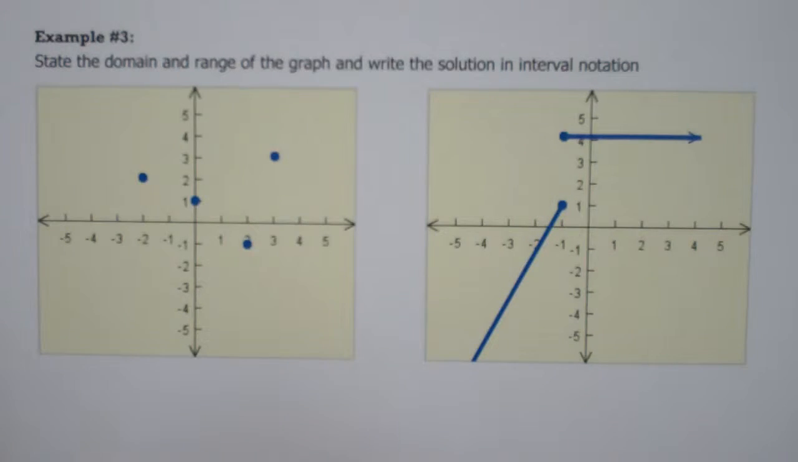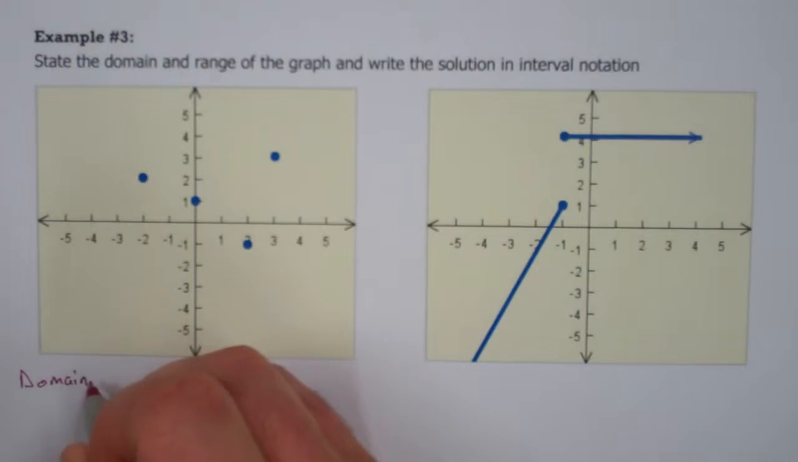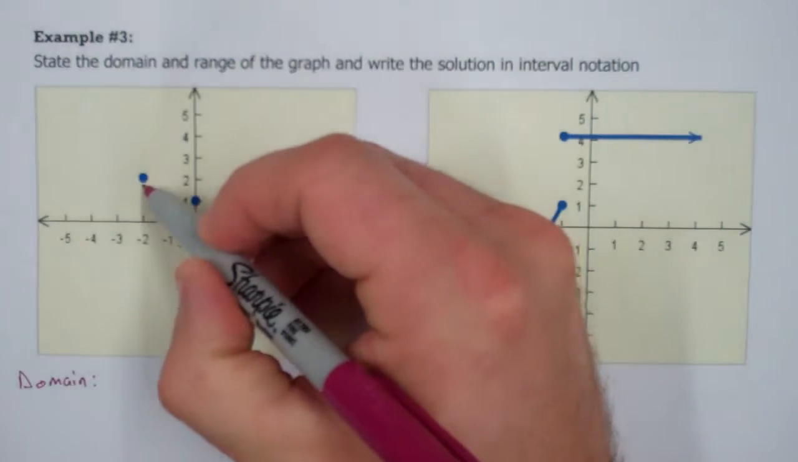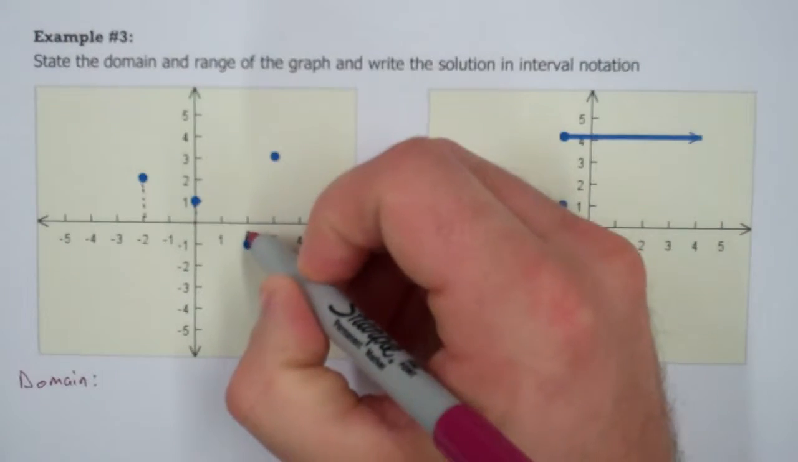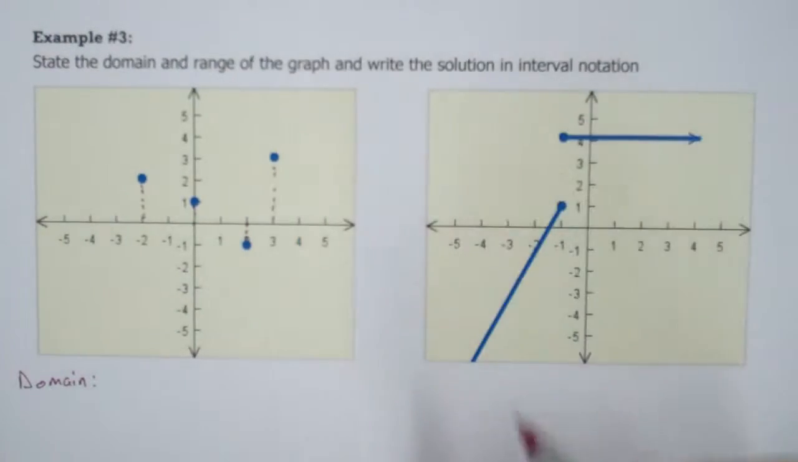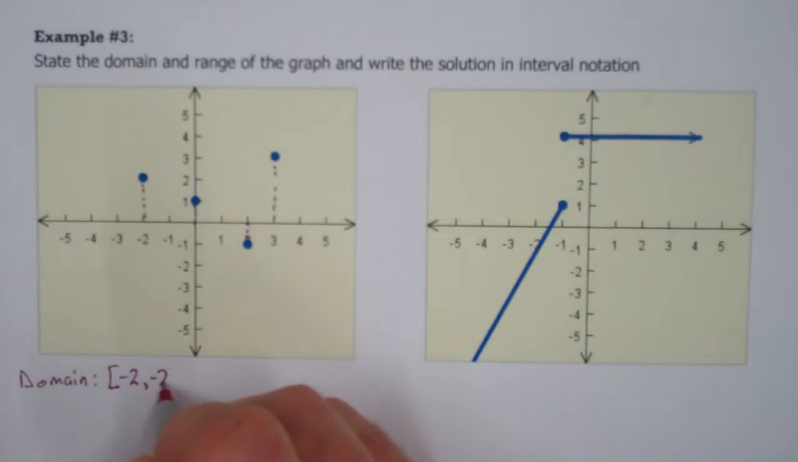In example 3, we're going to state the domain and range and write the solution in interval notation. So for the domain, we want all the values of x. So -2, 1, 0, 2, and 3. Remember to state just an individual point in interval notation, we're just going to write the point down twice and include it in brackets.